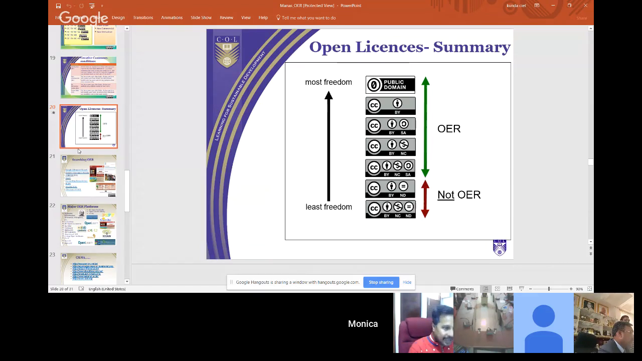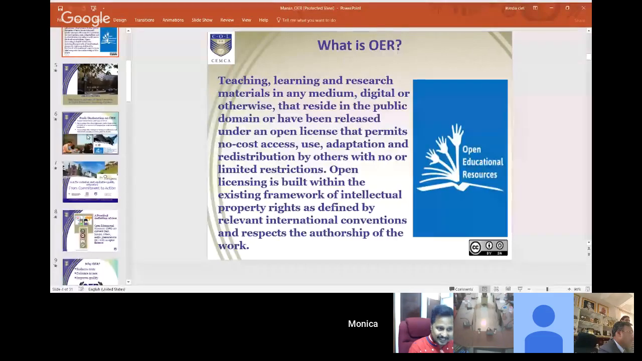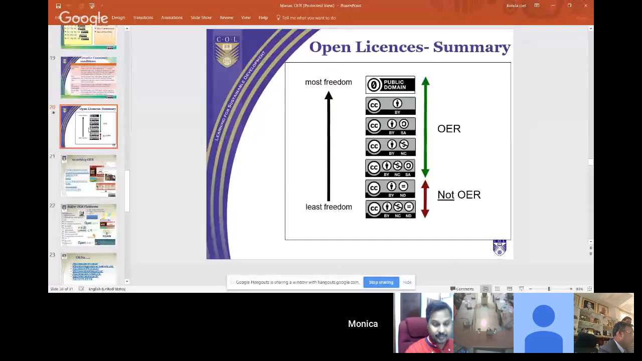Again, I just wanted to summarize here about these licenses. The Creative Commons licenses on your screen are really helping you use copyrighted materials freely and effectively. Let me go for the next.